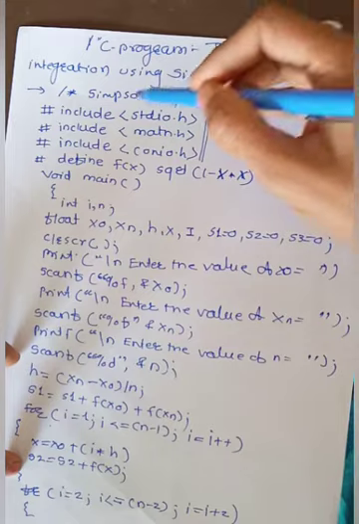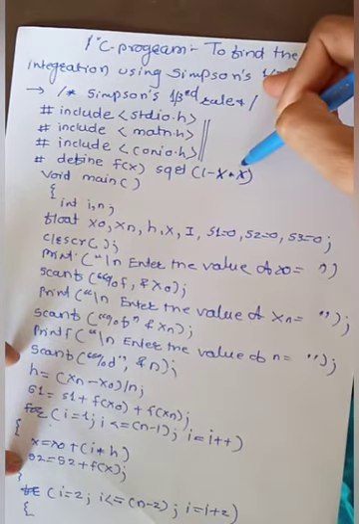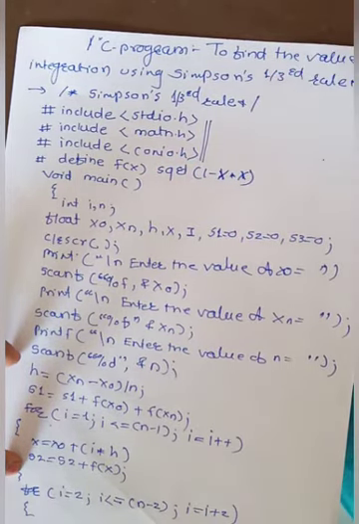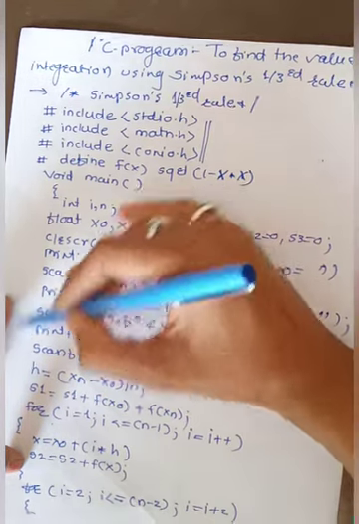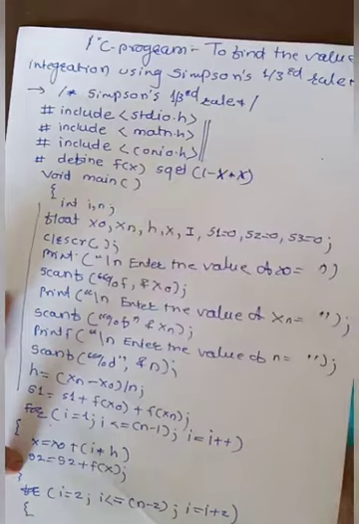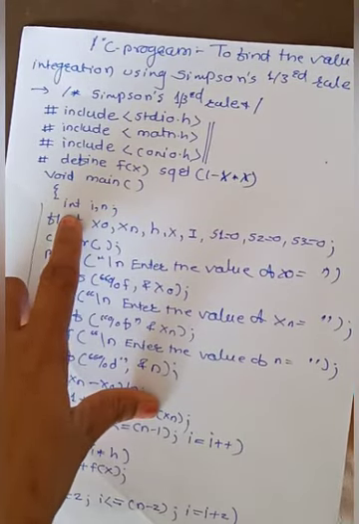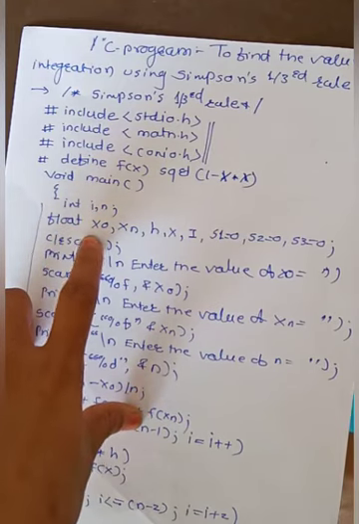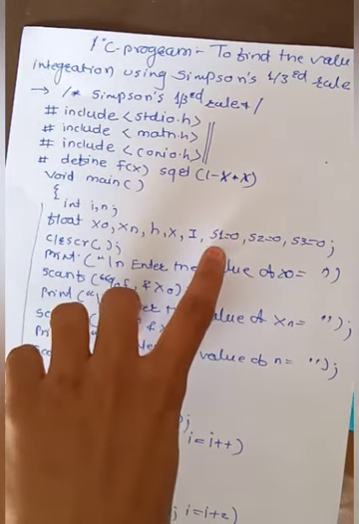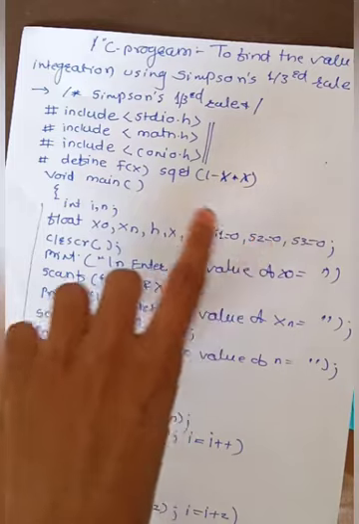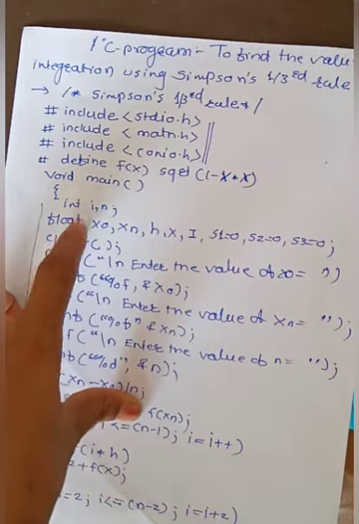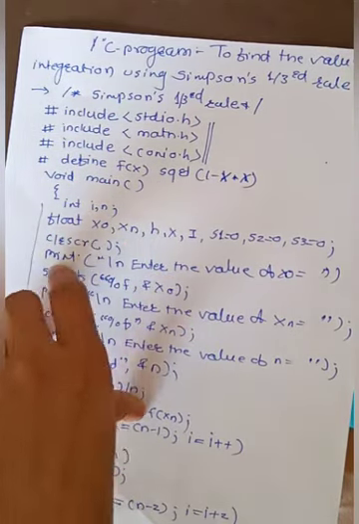Here these are the library files. So the function will be defined here. What is the function? Square root of 1 minus x square. This is the main branch of your program. Here initially I and n integer values will be defined. Next the values x0, xn, h, xi, x1 is equal to 0, x2 is equal to 0, x3 is equal to 0. These are float values. Float is assigned to these values.